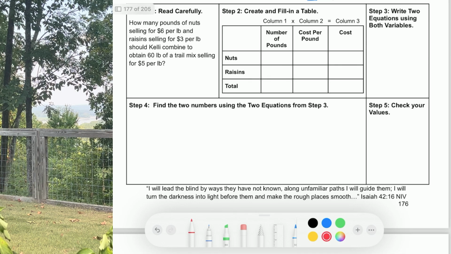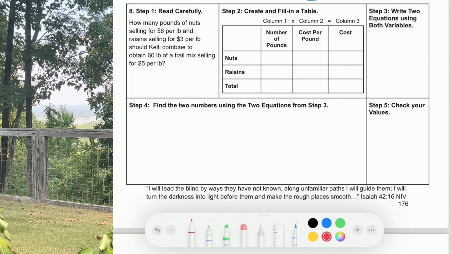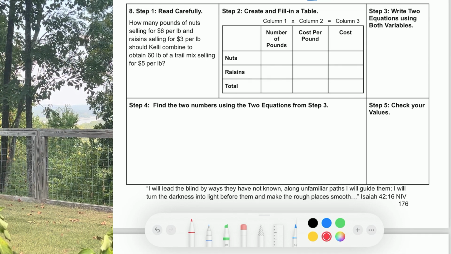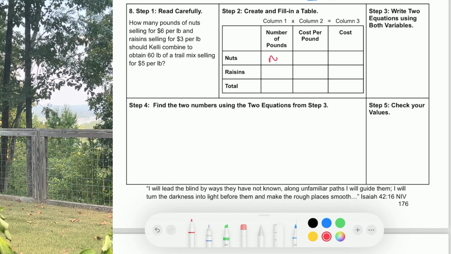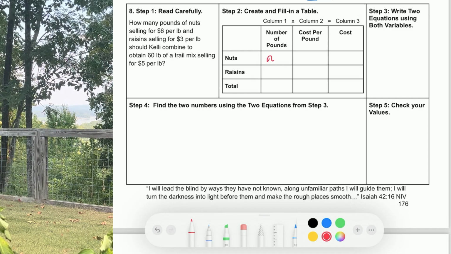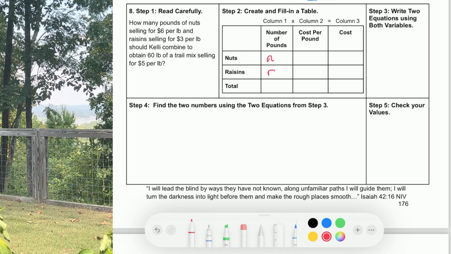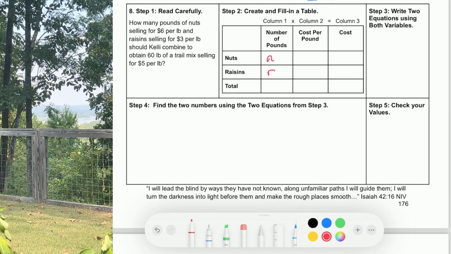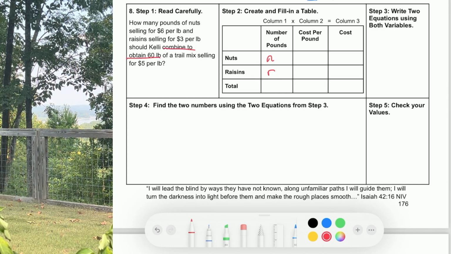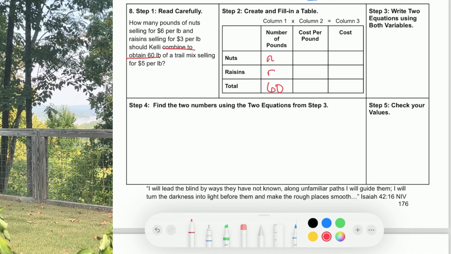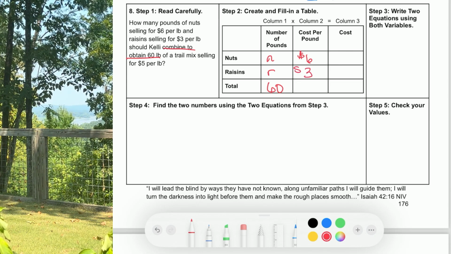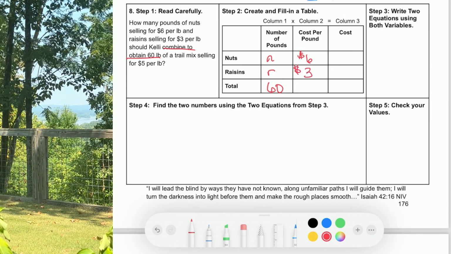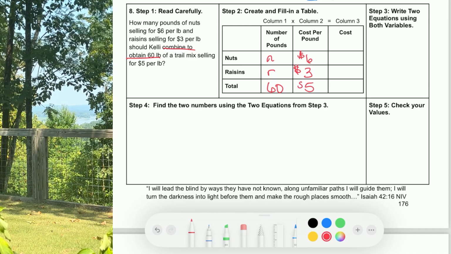So this is going to be similar to the one that we just did, the candy one. So I'm going to pick my variables based on the items. I'm going to use a lowercase n for nuts, and then R for raisins. And they want a total combined weight of 60. So I'm going to put 60 in here. The cost per pound for the nuts is $6, the raisins is $3, but the combination is going to be $5 per pound.